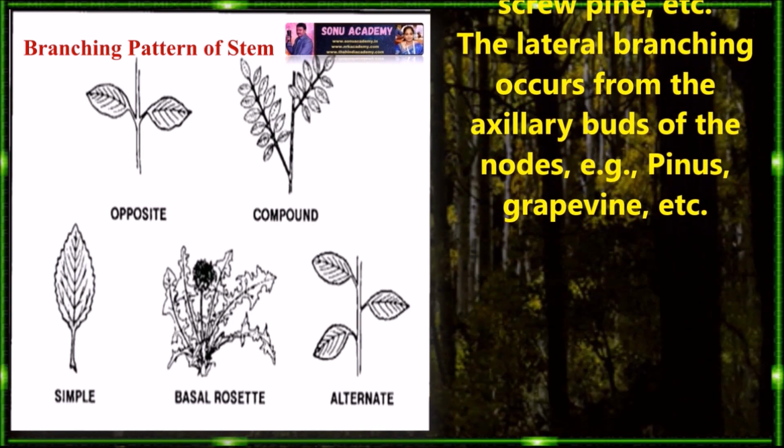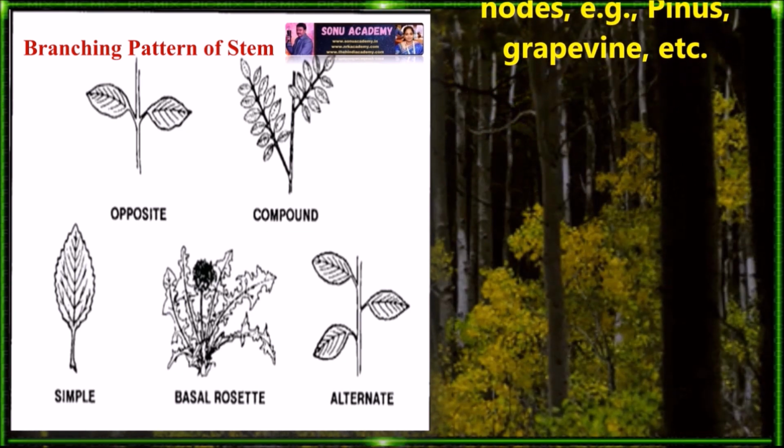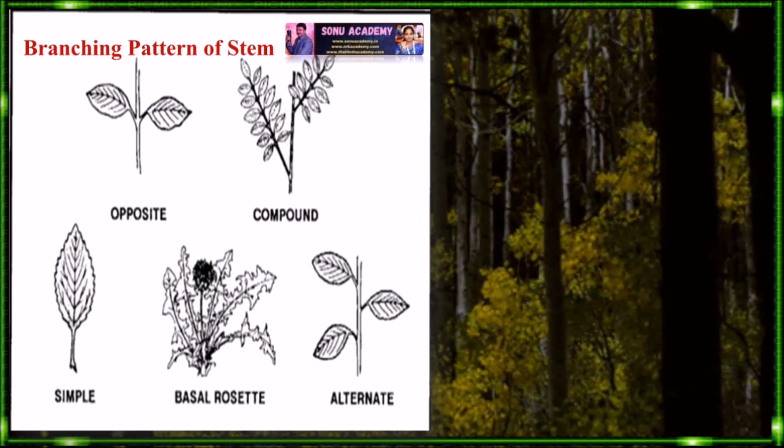The lateral branching occurs from the axillary buds at the nodes. Examples: Pinus and grapevine, etc.